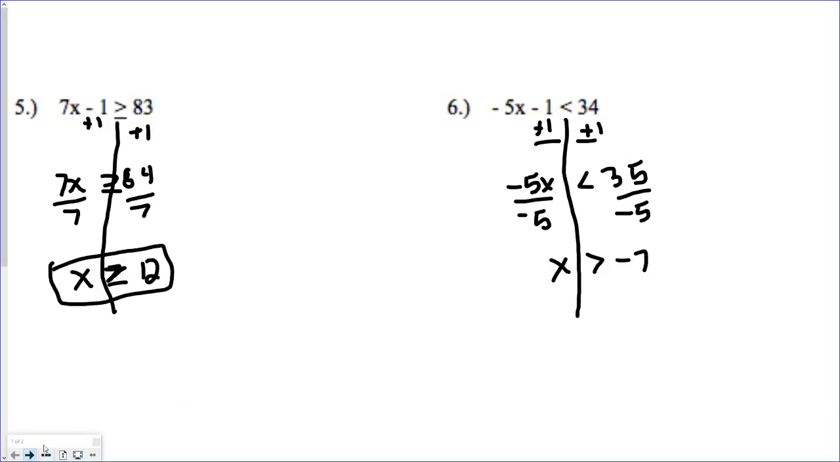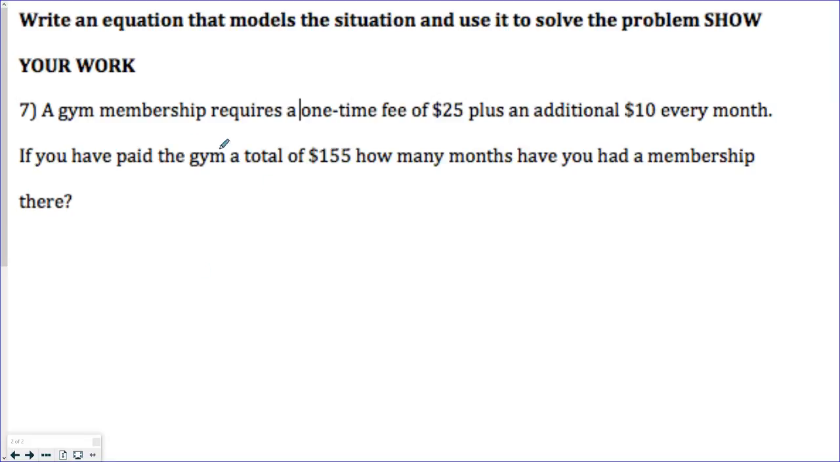And on the back side here, we have two word problems. A gym membership requires a one-time fee of $25 and an additional $10 every month. This is how much you've paid. How many months have you had the membership for? So remember, one-time fees or starting values is stuff that's added to the variable.